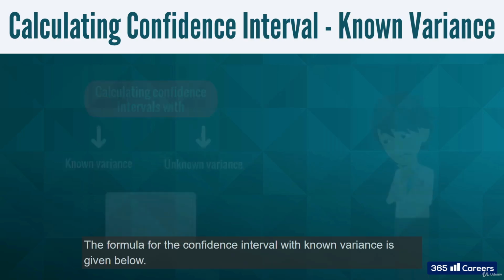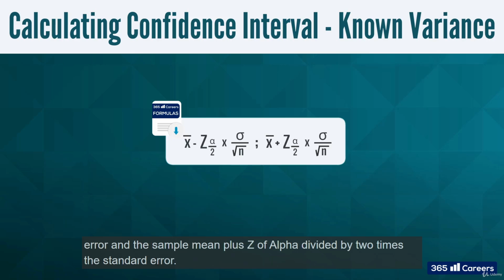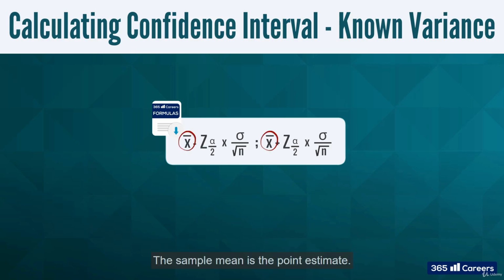The formula for the confidence interval with known variance is given below. The population mean will fall between the sample mean minus z of alpha divided by 2 times the standard error and the sample mean plus z of alpha divided by 2 times the standard error. The sample mean is the point estimator.